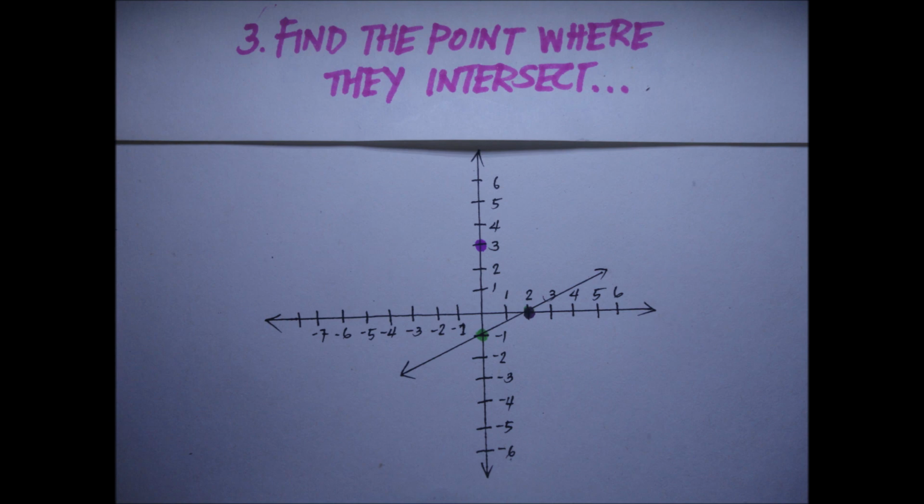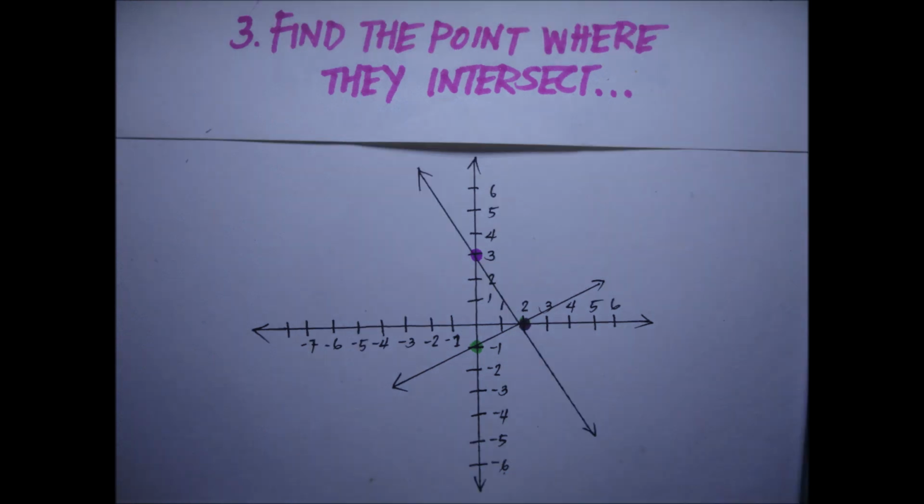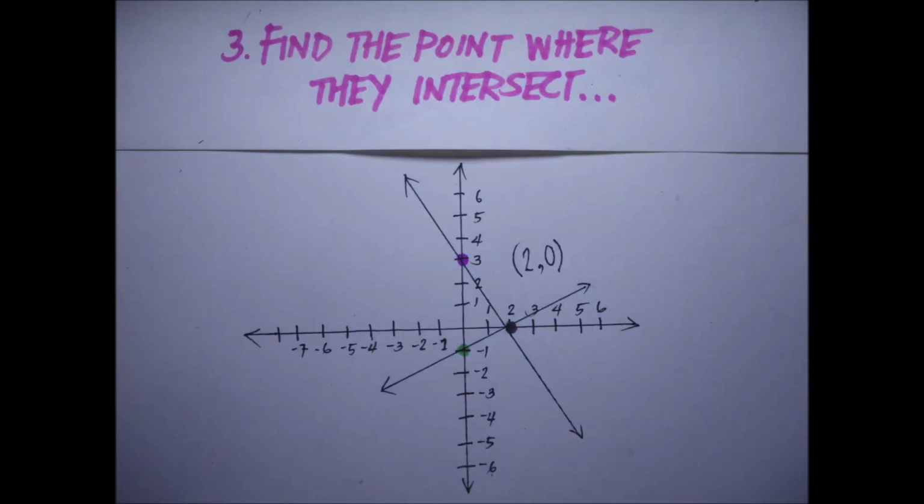The first thing we will do is connect the x-intercept and y-intercept of the first line, y equals 1/2 x minus 1. After connecting the x and y intercepts of the first line, we will now connect the x and y intercepts of the second line, y equals -3/2 x plus 3. Notice that the two lines intersect at 2, 0. This is the solution.